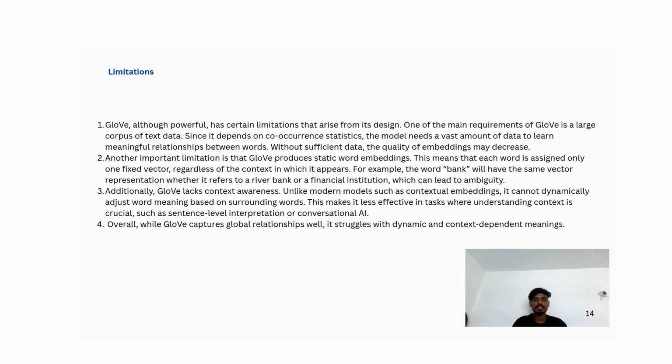Now, the limitations. Despite its strengths, GloVe also has some limitations. Firstly, it requires large data sets to perform well, which may not always be available. Secondly, it generates static embeddings, meaning each word has only one vector regardless of its context. For example, the word bank will have the same representation whether it refers to a river bank or a financial institution. So this shows that GloVe lacks context awareness, which limits its ability to handle ambiguity.